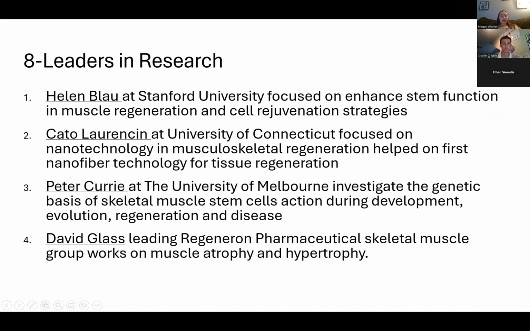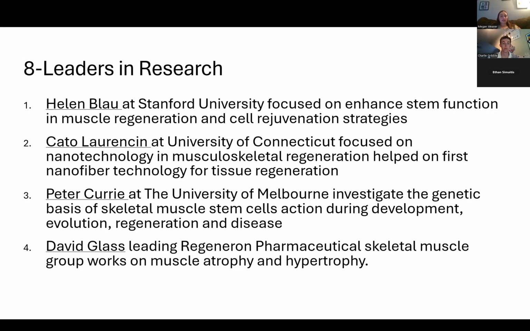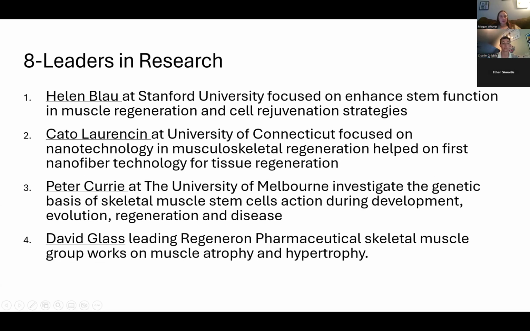So this slide highlights 4 internationally recognized leaders whose work has significantly shaped skeletal muscle regeneration and tissue engineering. Dr. Blau of Stanford is a pioneer in muscle cell biology, with work focusing on rejuvenating aging or dysfunctional muscle cells to restore regenerative capacity, especially relevant in aging and muscle disease. Dr. Laurencin at University of Connecticut is known for merging material science with biology. He was instrumental in developing fiber scaffolds for tissue repair and helped define the field of regenerative engineering, where biomaterials and stem cells converge.